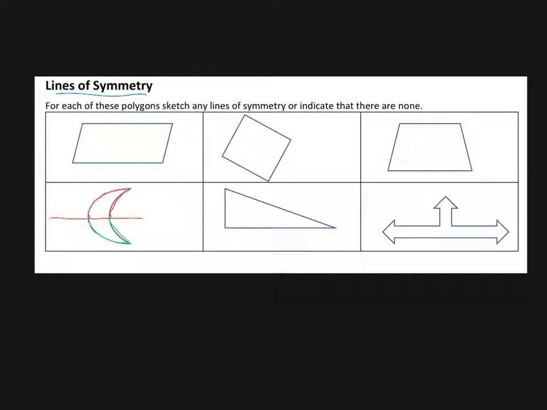So right here, you're going to sketch any lines. For this square here, it's tilted to the side a little bit, but there's one to get you going. There's several more, right? There's more than one more line of symmetry there. Some of these don't have any lines of symmetry, and if there's no line of symmetry on the figure itself, just write the word none, and that's that.